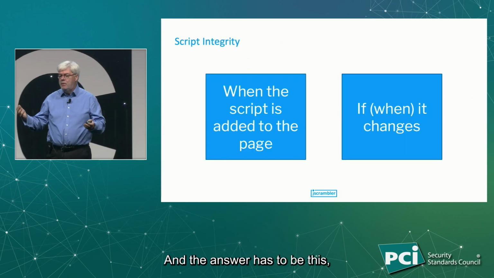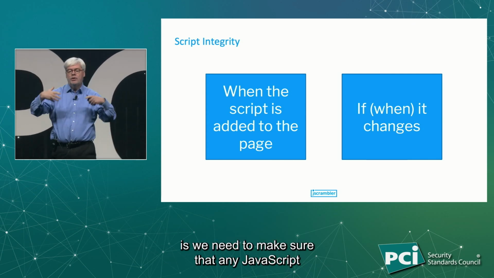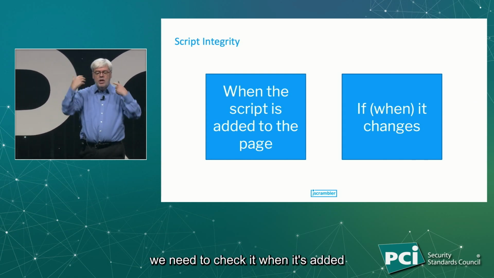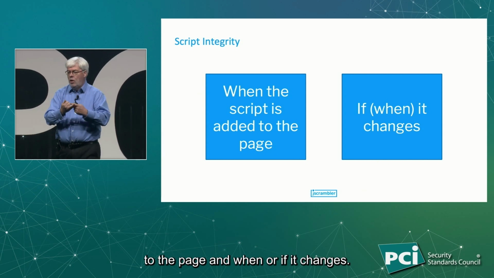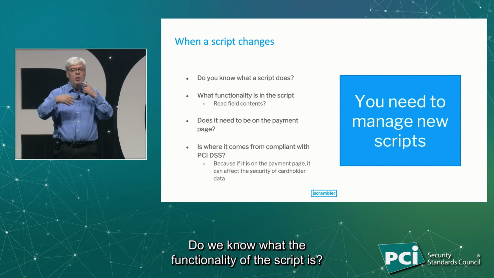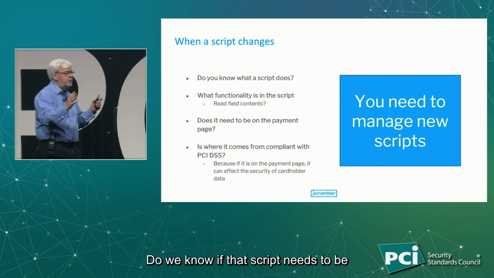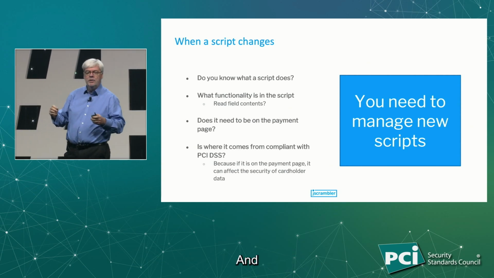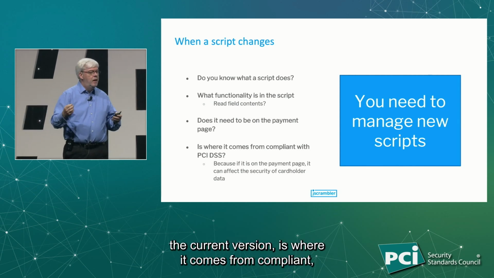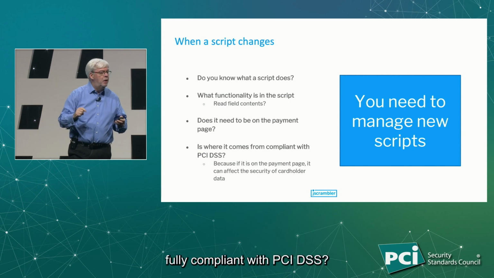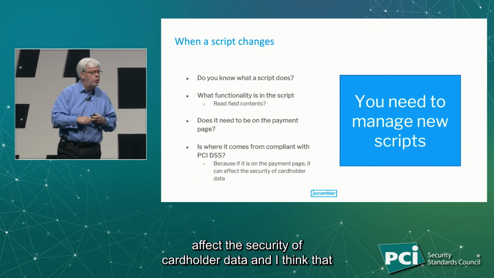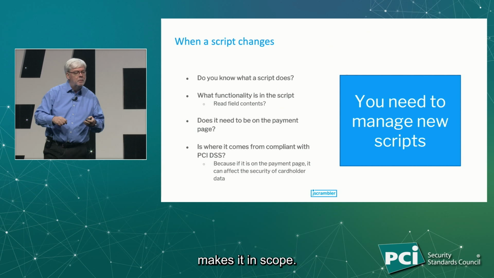So the question you're now asking yourself is, well, John, how do we stop those attacks? Yeah? And the answer has to be this: we need to make sure that any JavaScript that's running in the consumer browser, whoever it comes from, we need to check it when it's added to the page and when or if it changes. Right? That's what we need to do. So we need to say, well, do we know what the script does? Do we know what the functionality of the script is? Do we know if that script needs to be on the payment page? And this is still, I'm thinking about PCI DSS 3.2.1, the current version. Is where it comes from fully compliant with PCI DSS? Because I think we've just all agreed that that script can affect the security of cardholder data, and I think that makes it in scope.